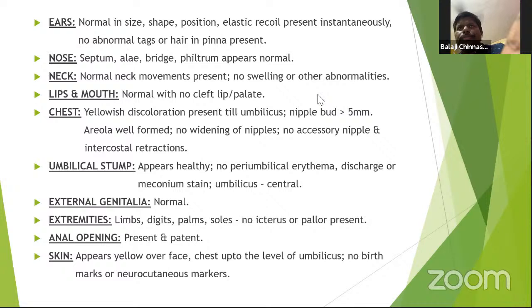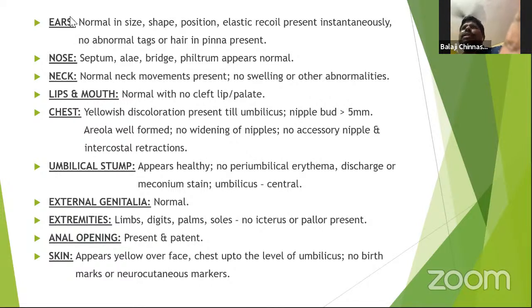And for female genitalia? The labia majora will cover the labia minora and clitoris in a term baby, sir. Whereas in a preterm baby, the labia majora will be widely separated, exposing the labia minora, and the clitoris will be prominently visible.